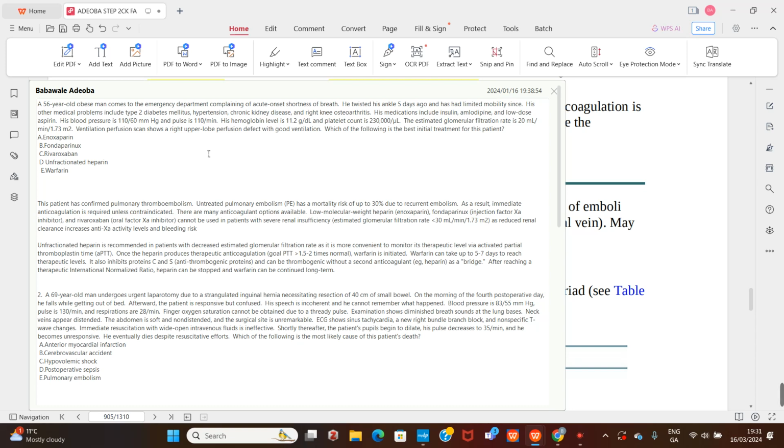BP is 160, pulse is 110, hemoglobin is 11.2, platelet count is 230,000. Estimated GFR is 20 mL per minute. Ventilation perfusion scan shows a right upper lobe perfusion defect with good ventilation. Which of the following is the best initial treatment for this patient?